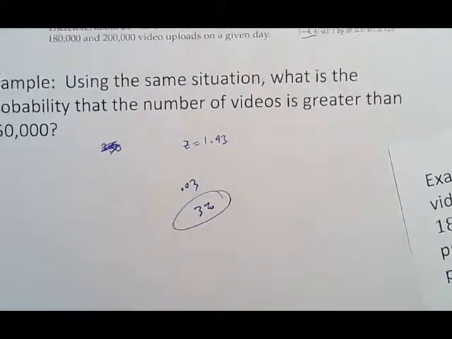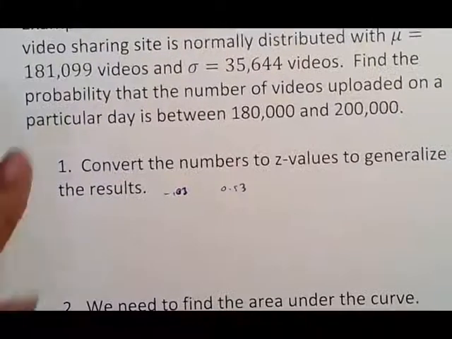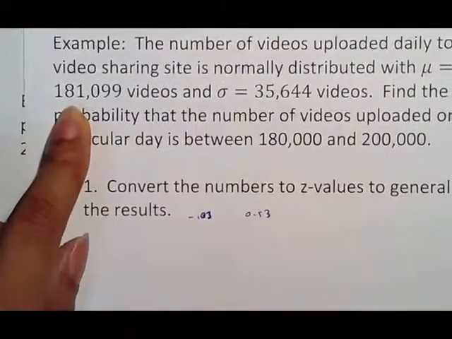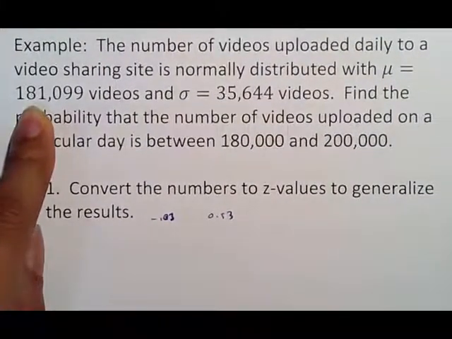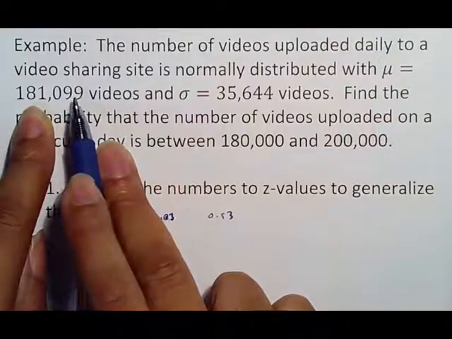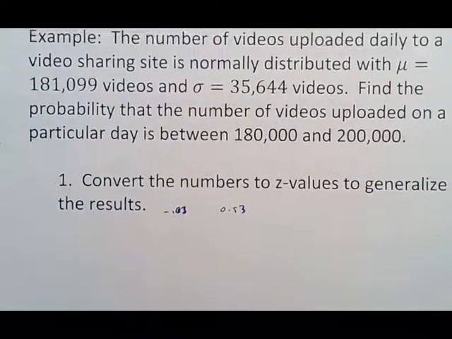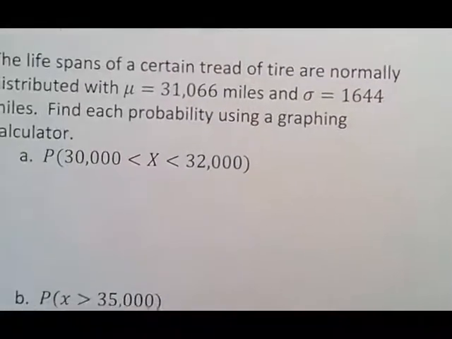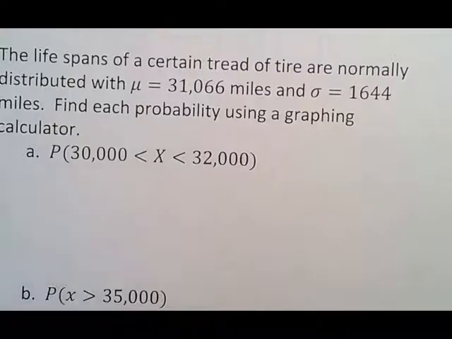And it makes sense because, based off of this, it says that the average is 181,000, and the chance of you having 250,000 videos is pretty rare, just like the chance of having 1.93 deviations the other way, which would be like 100 and something thousand videos. But other than that, like I said, one more problem before we close out for this part here.